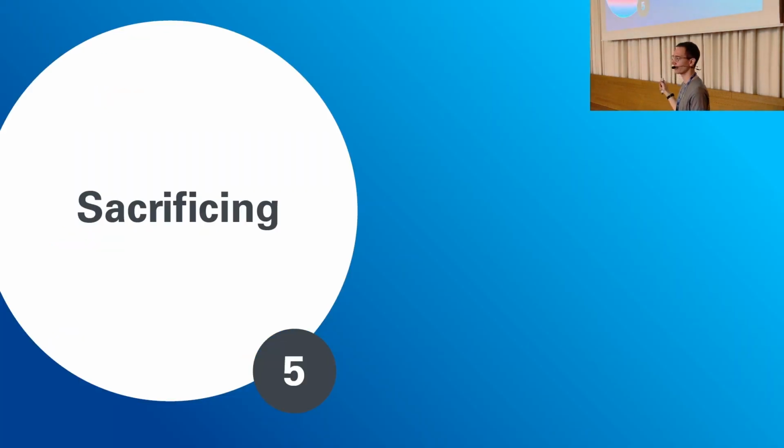So another technique that's important for maliciously secure MPC is sacrificing.